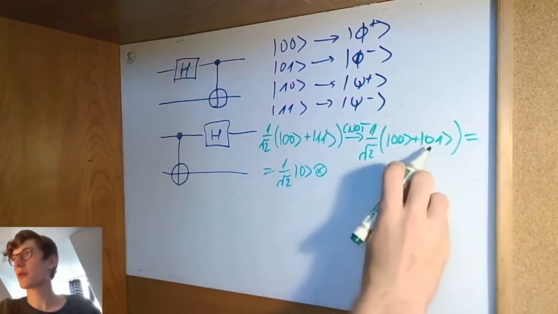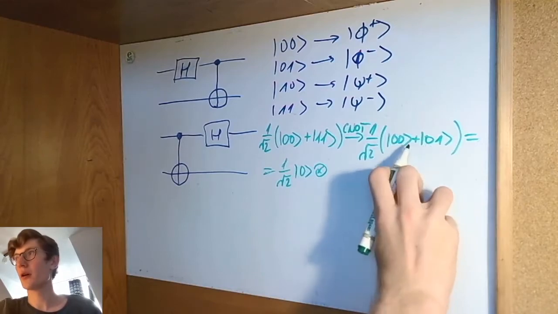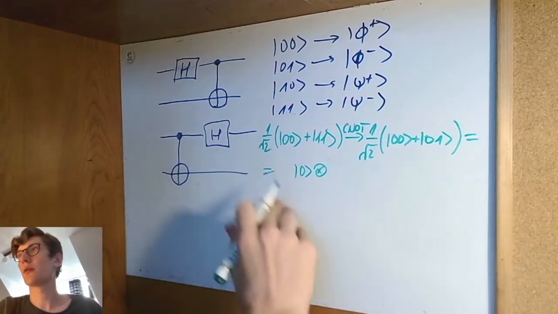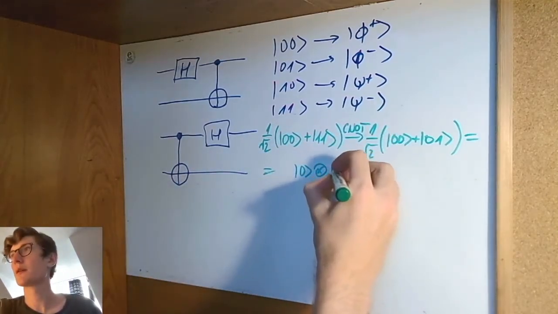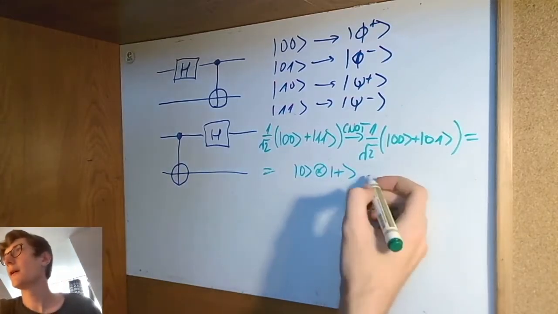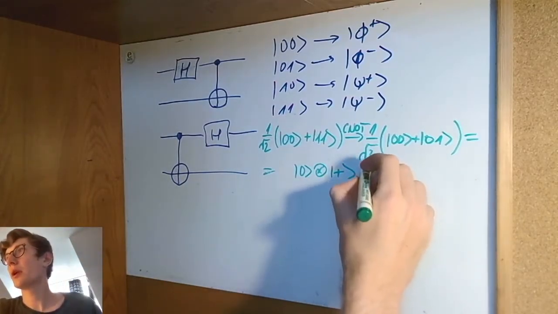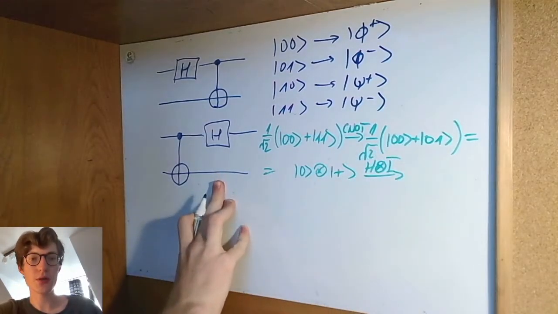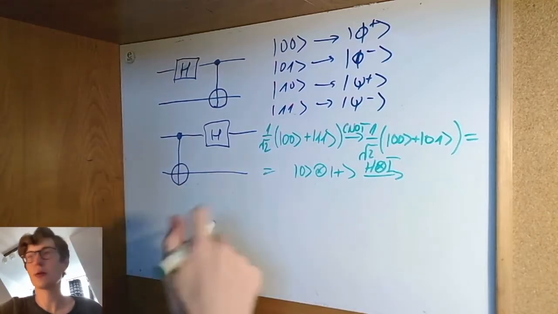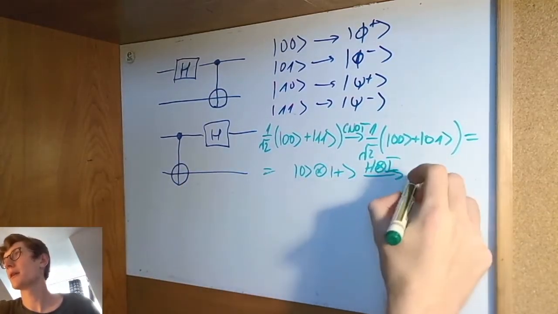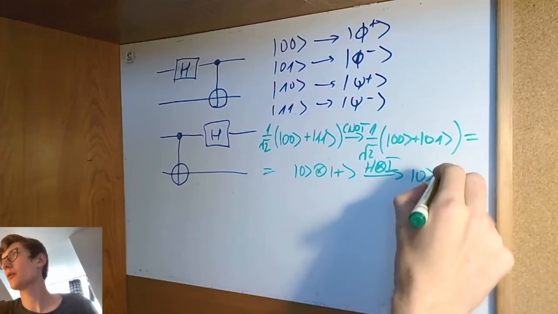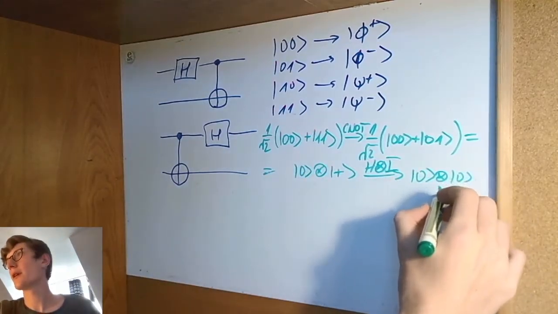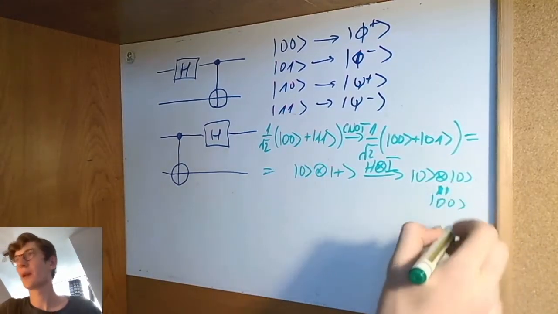So it's 0 times plus, right? Because here we have 0 plus 1. And actually I can then erase this 1 over square root of 2 because it's part of plus. It's a normalization factor. And then when we apply Hadamard times identity, right? Because we do nothing to the second qubit, then we get 0 times 0, right? Because Hadamard transforms plus to 0. That's of course 0, 0, right?